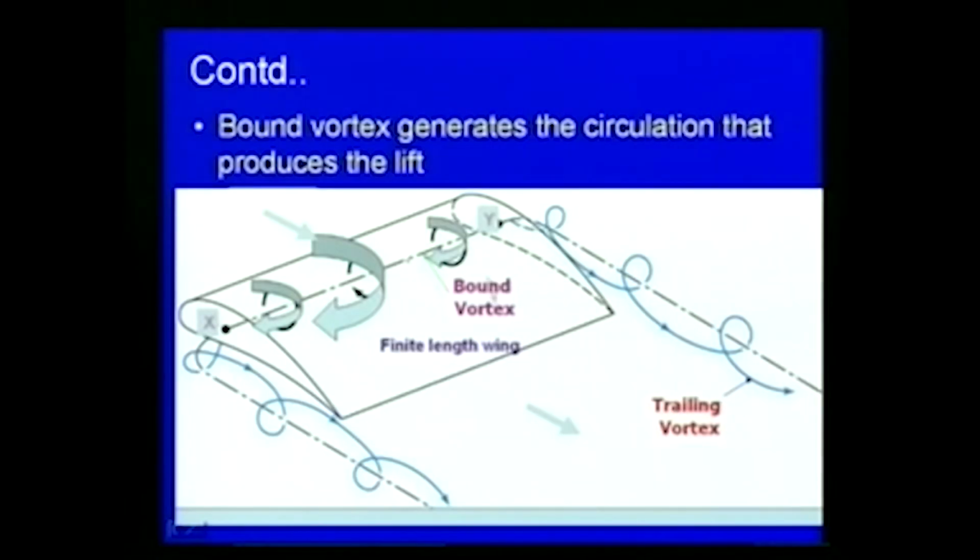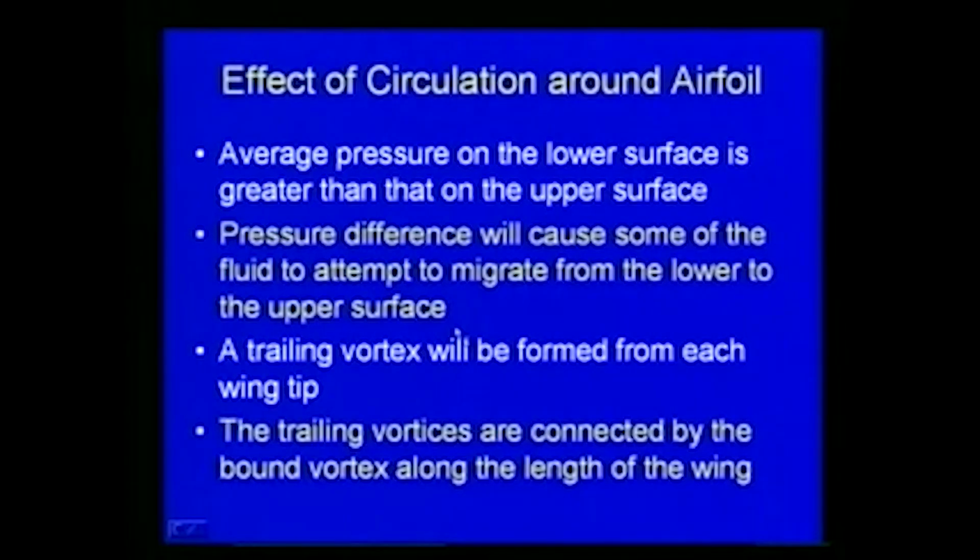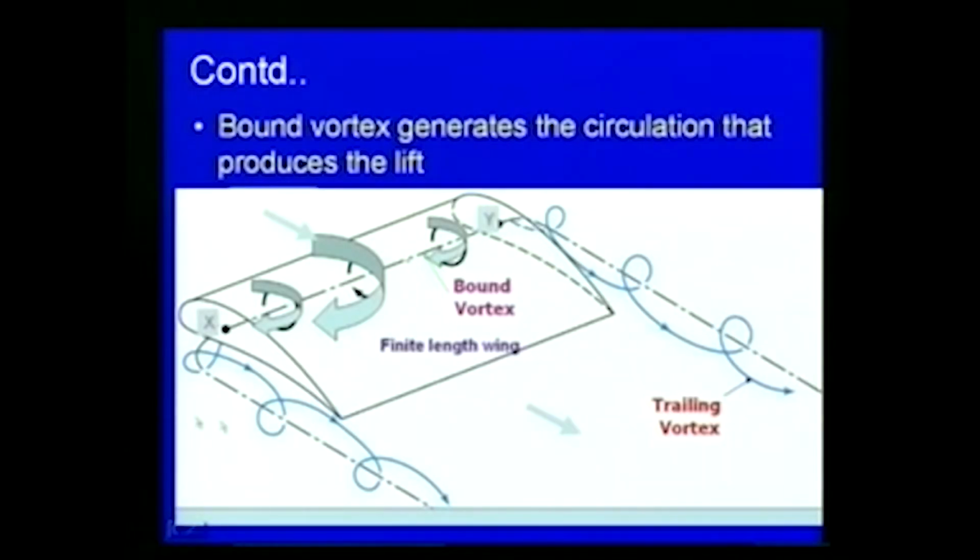Here you can see how the vortex is generated with respect to circulation. This is the wing of the aircraft, and the free stream airflow is in this direction. Here you can see the formation of the bound vortex, and also a trailing vortex formed at this location, and similarly on this side also. Finally, the bound vortex generates the circulation that produces the lift effect as far as the aircraft wing is concerned.